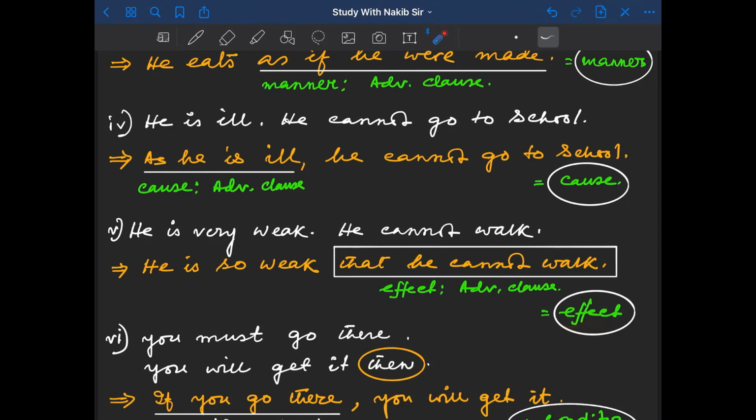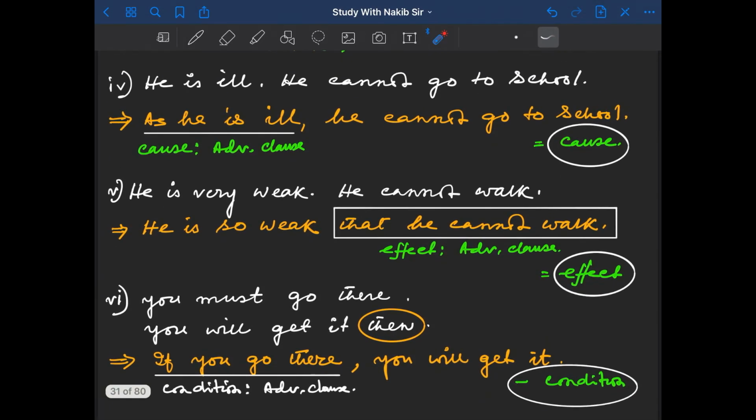So okay. Next one. You must go there. You will get it then. Then means in that case. In that case, that means you must go there. You will get it. This is the principal clause. So you will get it. Okay. In which condition? If you go there. So if you go there is an adverb clause expressing the condition. So you may write this way also. You will get it if you go there without comma, and if you write if you go there at the beginning, don't forget to use this comma. Okay.